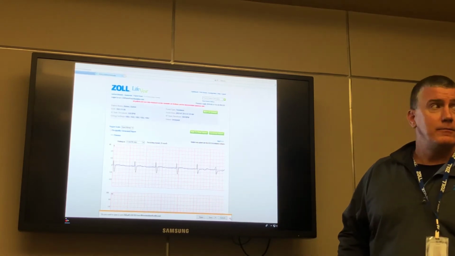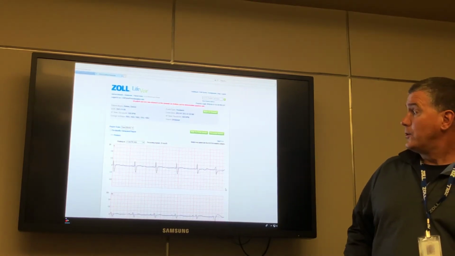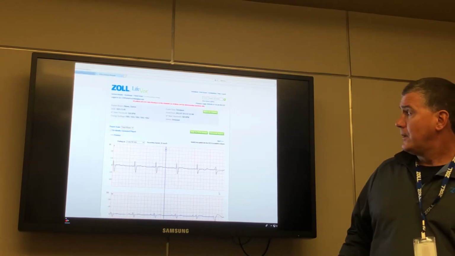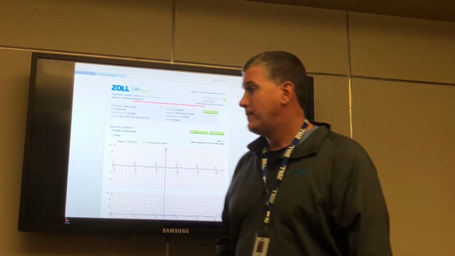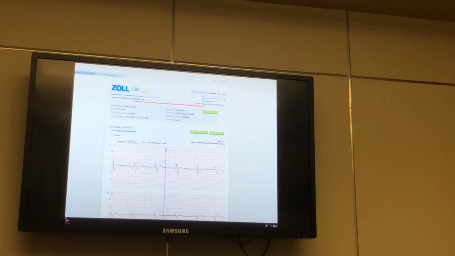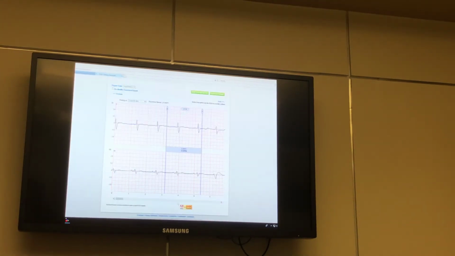Just scroll across that. So you can look at the channels. How do you scroll on this? Because I'm so used to my screen. That's fine. No, down at the bottom, so you can scroll across and see what's going on with that patient.